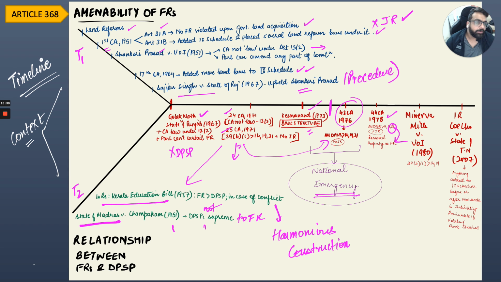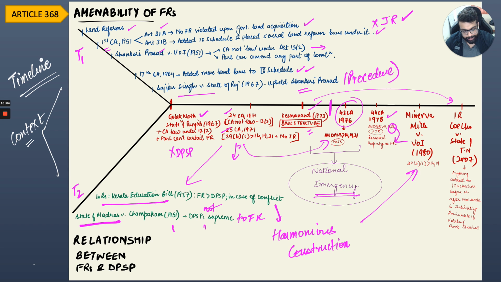And then, of course, Minerva Mills, which was the judiciary's last attempt, and this is sort of where the basic structure became almost infallible, is where 39B and C were declared to be two supervisory directive principles as opposed to 14 and 19, and as much as possible, they should be harmoniously constructed. And then IR Coelho sort of brought back Kesavananda in the picture, wherein we, of course, spoke about how anything added to the Ninth Schedule even before 1973 would essentially also be judicially reviewable.